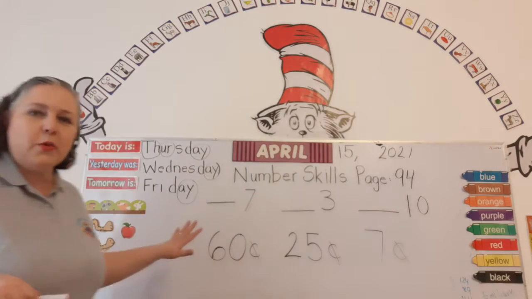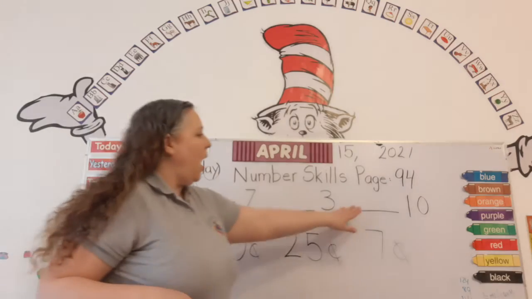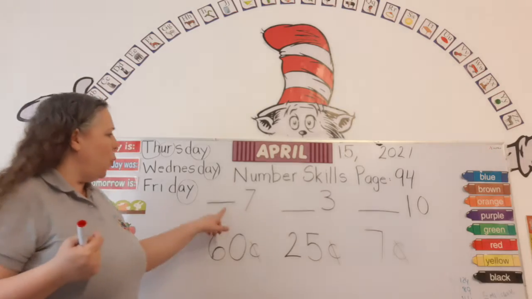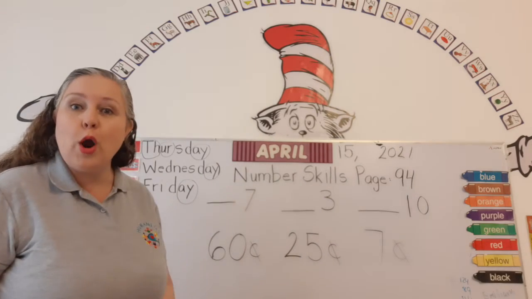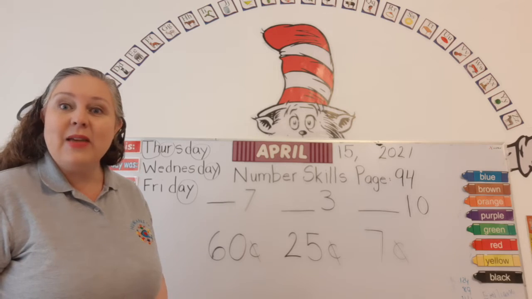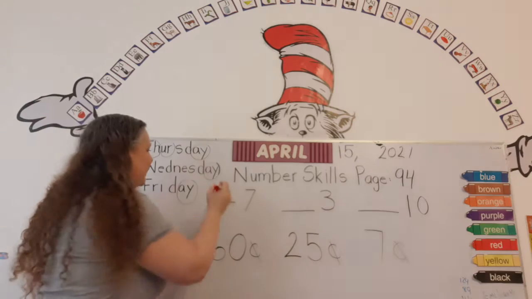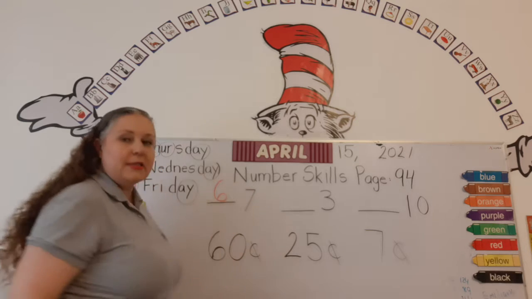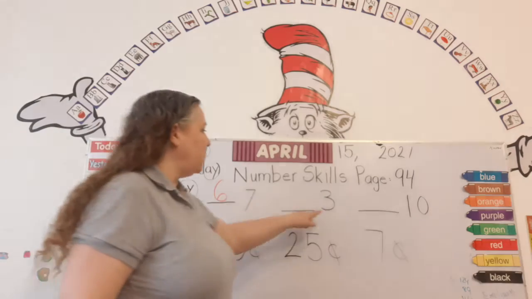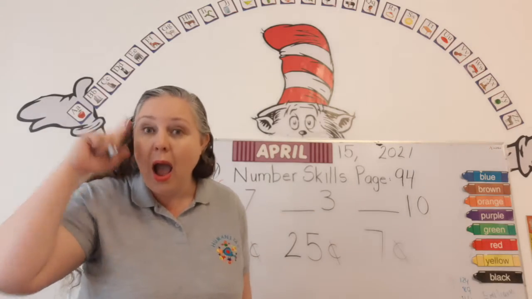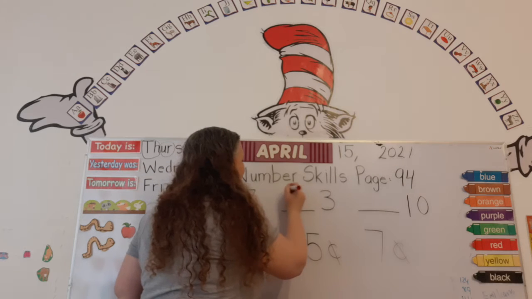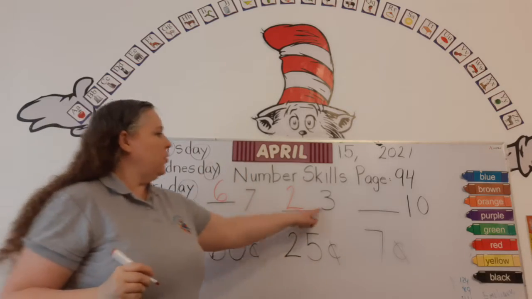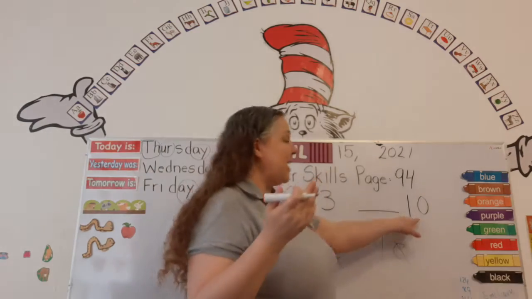Now, look up here on the whiteboard. I want you to tell me the number that comes before. What number comes before 7? 6, that's right. So we're going to write a 6 right here. 6 comes before 7. What number comes before 3? 2, that's right. So we're going to write a 2 right here. 2, 3. What number comes before 10?